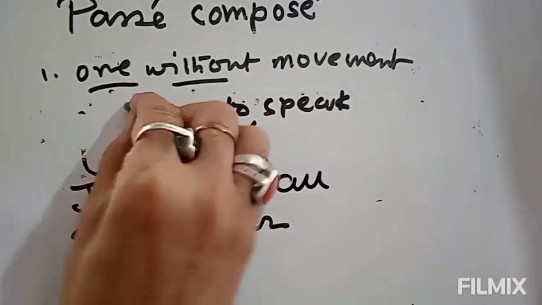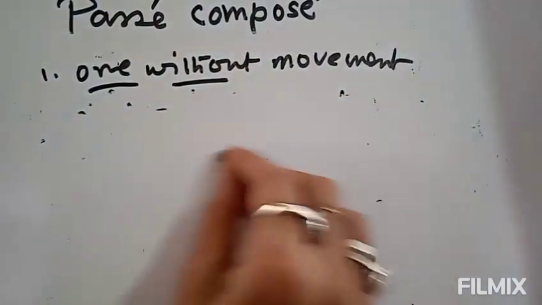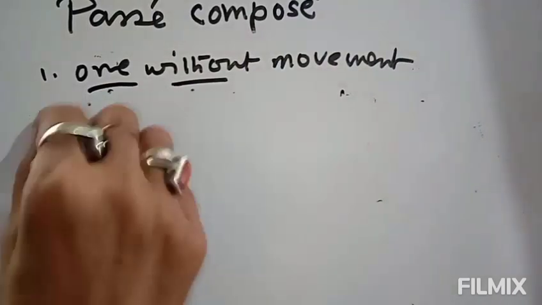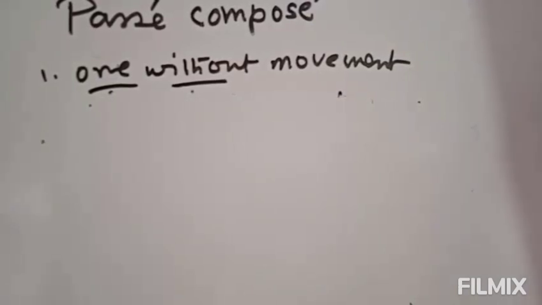Now, this is a regular verb. How to form the passé composé? The first two verbs I have shown you in today's class, être and avoir, are highly irregular verbs. But whatever may be the verb, irregular or regular, whatever the category, you must know the participe passé of the concerned verb. Then you can form the passé composé very comfortably and easily on your own.